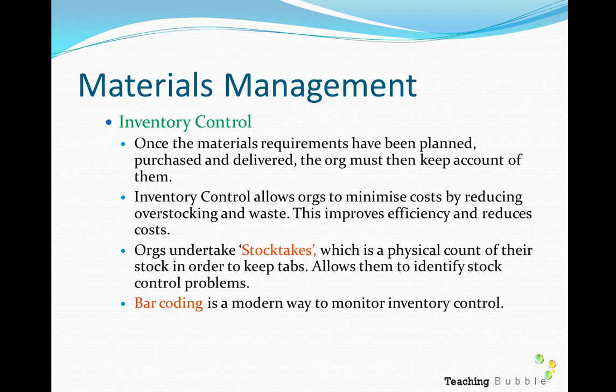Some ways they can do that: organisations need to undertake stock takes. Sometimes they do that daily, sometimes every quarter, so every 3 months. That's a physical count of the actual stock they have. That enables them to identify any stock control problems, because they normally have a computerized number of what stock is on hand, and then they do a physical count and compare to see if there are any discrepancies. That's where lost stock can come into it, and they can account for whether stock has been stolen or simply lost.